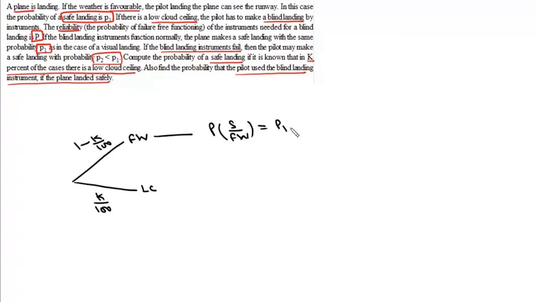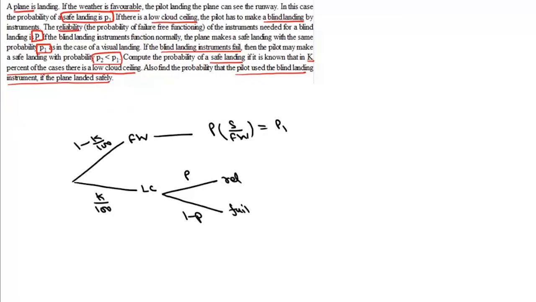Now in case of low cloud ceiling, the pilot is going to rely on the instrument. Now this instrument can either work reliably or this instrument can fail. Now the probability of the instrument working reliably is P, and if it fails, its probability is 1 minus P.